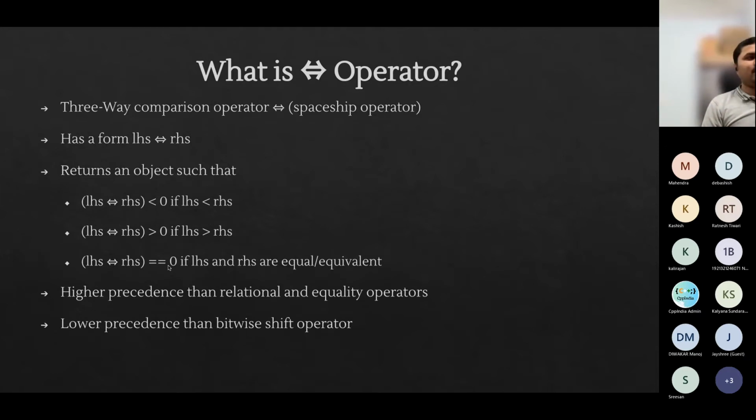We'll see that one. The spaceship operator has a higher precedence than relational and equality operators, and a lower precedence than the bitwise shift operator. This precedence was decided just to make sure that the rewrite rules don't break, and you don't have to put a lot of parentheses around just to make simple things work. So that's why the precedence is higher than relational operators. Otherwise, earlier it was decided that the precedence would be exactly equal to the relational and equality operators.